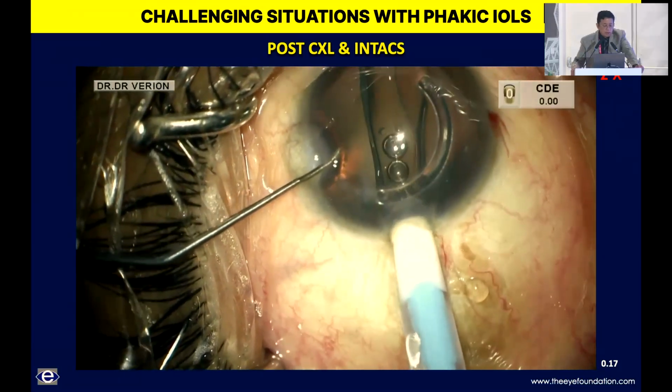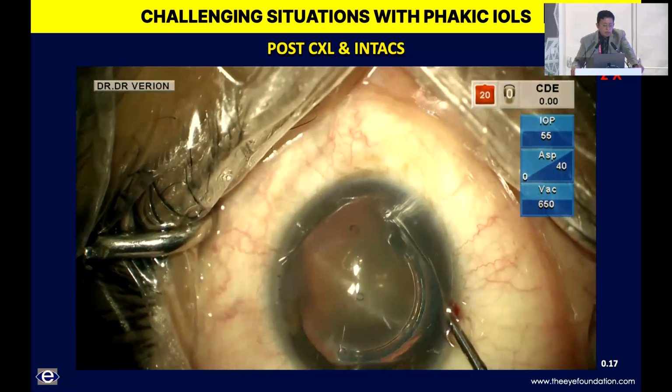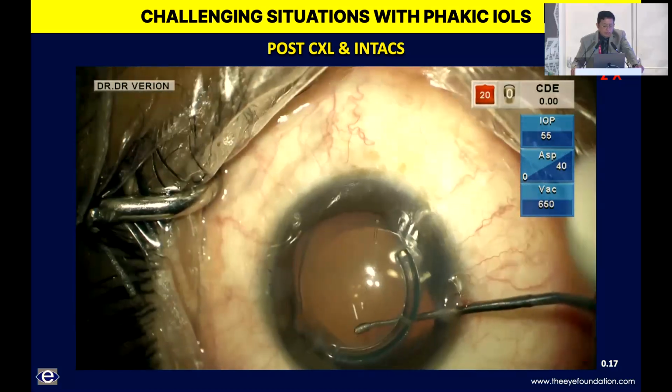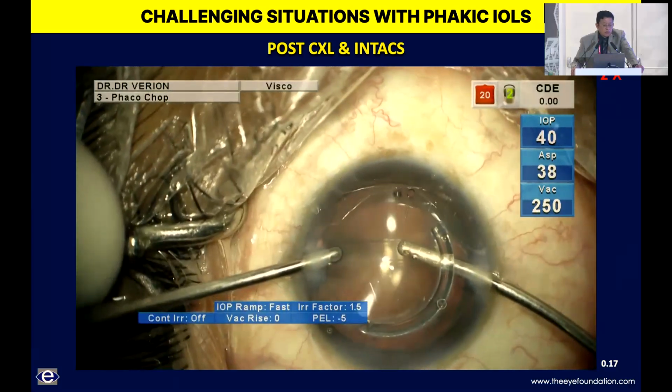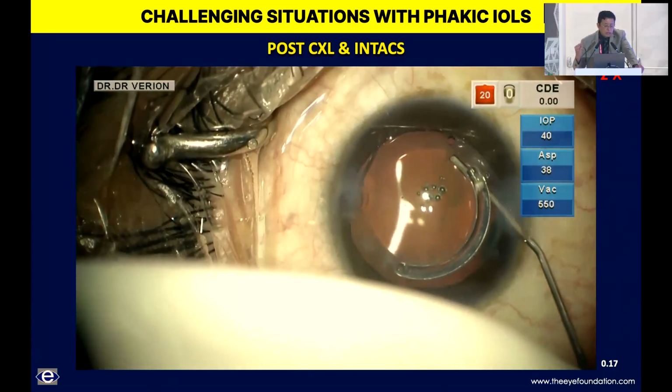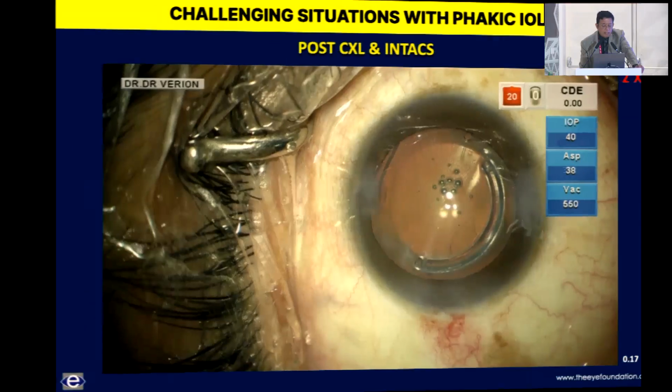You can see this patient would have undergone an Intacs procedure with cross-linking, and subsequently for visual rehabilitation is undergoing a phakic intraocular lens implantation. This is an excellent way of doing it: you do the cross-linking to stabilize the cornea, put the Intacs to center the cone. Thirdly, you put the phakic intraocular lens to rehabilitate the eye.